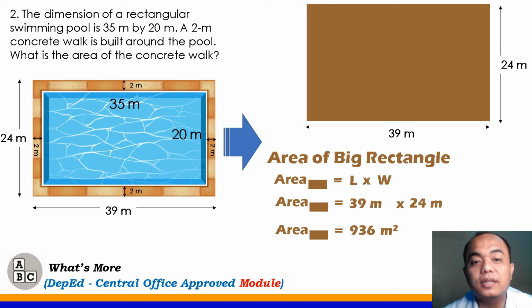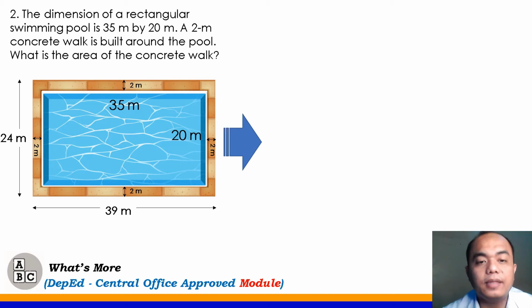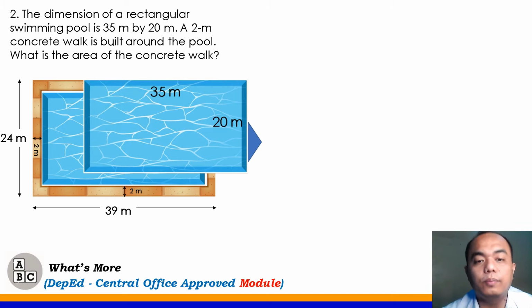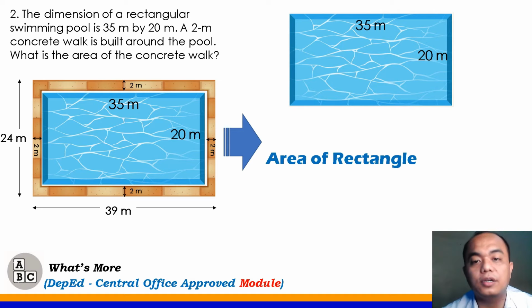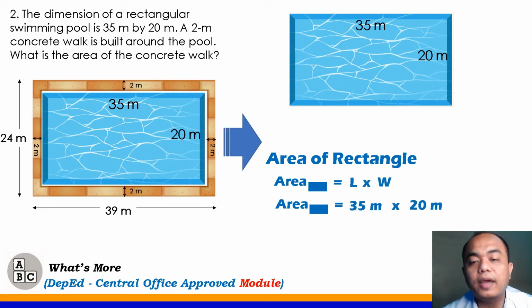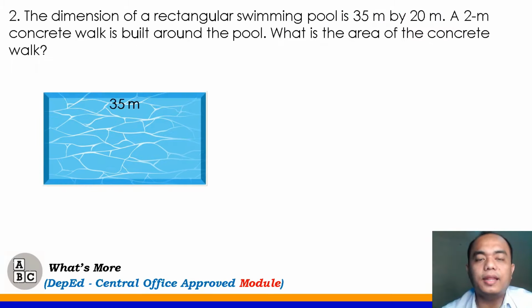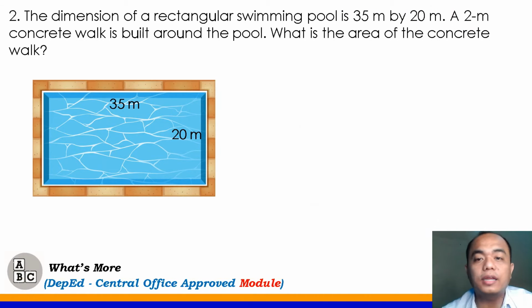That will be represented by your pool. So, let's solve for the area of the pool. Yan yung area niya. Yan yung dimension niya. That's 35 meters by 20 meters. So, very easy. We will just multiply the two dimensions. Okay, so 35 times 20 will give you how much? 700 square meters. Okay, let us now solve for the area of the concrete walk.